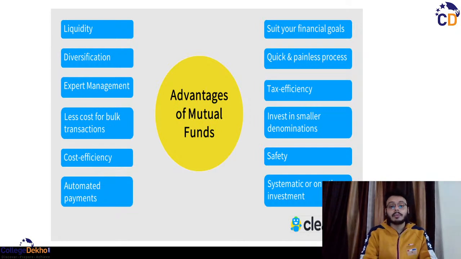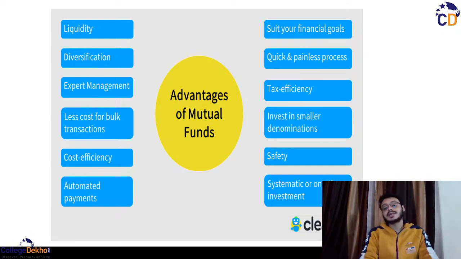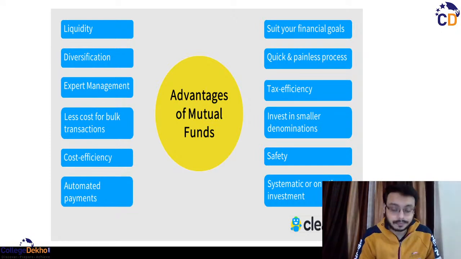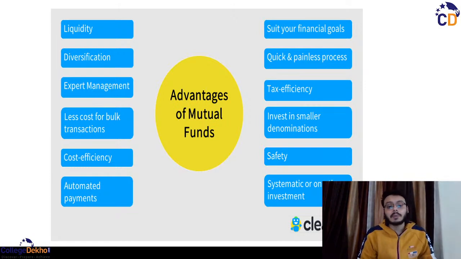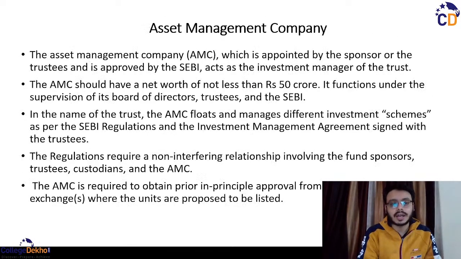Invest in smaller denominations. Obviously, you can do an SIP of 500 rupees per month. In index funds, which track the index, you can do the SIP of 100 rupees also per month. Then they talk about safety. Safety is nahi hai. Safety in terms of the company is managing a fund safely, but not on the basis of the market. Then systematic or one-time investment, as I told you, your SIP or you can go for a lump sum. So all these things I told you.